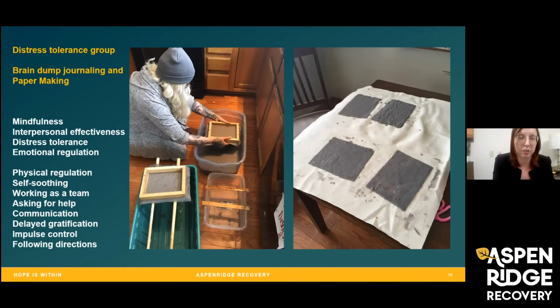Also, journaling is bilateral brain stimulation when it's handwritten, not when it's typed. So it would balance your brain about something that you were emotional about. We tore that up, and then we did the paper making with it. That involves using a blender to make the pulp, and then using these screens and frames to strain the water out. And it was really interesting, people's personalities coming out in this.